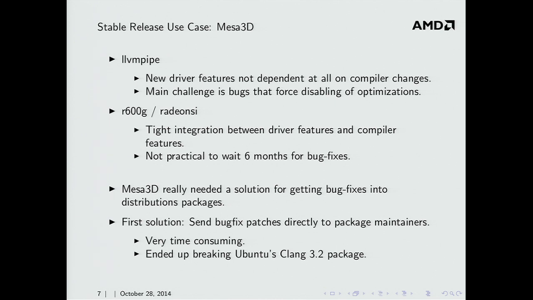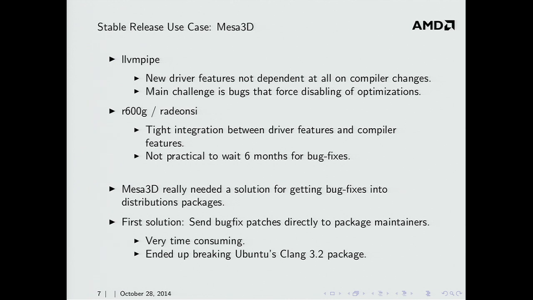So in that situation, with something going in at the end of the release, if a bug comes up and there's no stable releases, well, now we have to wait 6 months until we can get a bug fix for our project, which really isn't a good solution for us. So we really needed to come up with a solution for getting bug fixes into the distribution packages faster than 6 months.